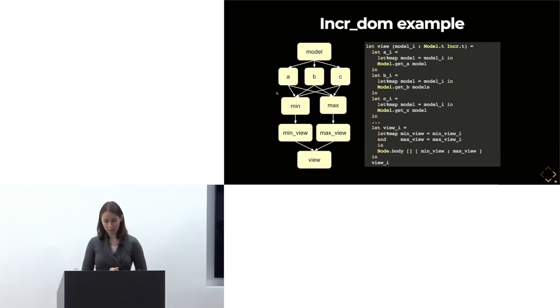All right, so here's what the code looks like for this. So we're looking at our view function, and I've simplified it to take a single argument in, which is a model incremental. So to create our three incrementals, A, B, and C, for each of them, we have to map over their single dependency, which is the model. And then let's say we have some functions, get A, get B, and get C, to extract our respective ints out of the model. Then once we have these, we're back to the situation we had in the previous slide. So we would reuse the same code we had there to construct the middle part of our graph. And once we have our min view and max view nodes, we would map over both of them and put them into a virtual DOM body node to get our final view node that we would return from our view function.